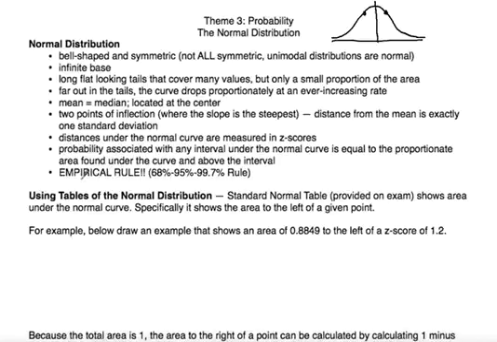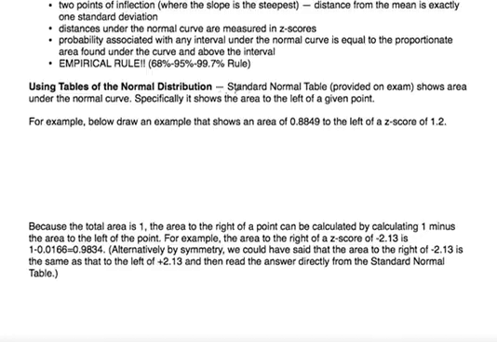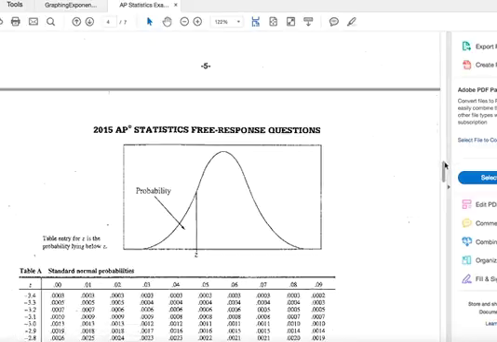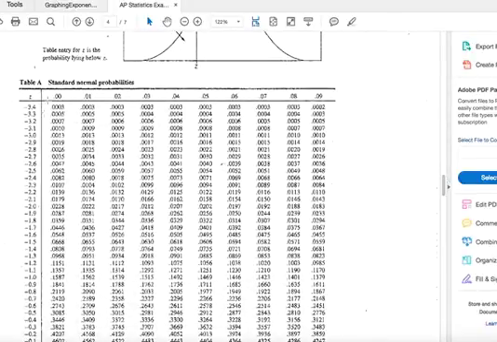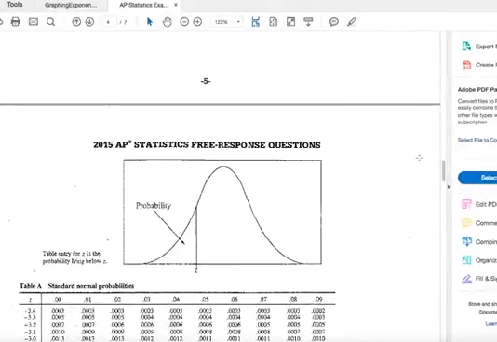Using tables of the normal distribution. The standard normal table, which is going to be provided to you on the exam, shows the area under the normal curve. Specifically, it shows the area to the left of a given point. So this is an example of the standard normal table. You'll know that it's the standard normal table when you're going through the formulas that are given to you that day because it will say standard normal probabilities. If you look at what's happening in the picture, it shows you the normal curve, it shows you the line, which is your z-score, and then the area to the left of that is your probability.